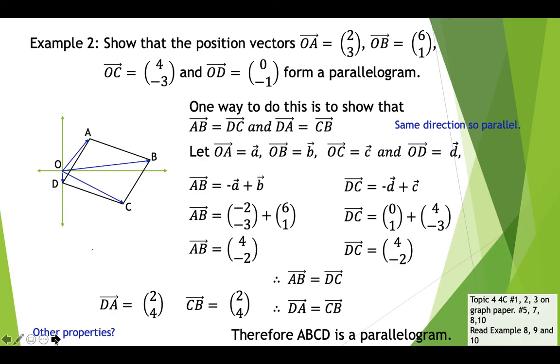You can stop the video here and have a go at the first few questions in 4C. So please do questions 1, 2, 3, 4 on graph paper and do them to scale. And then you can go onwards with 5, 7, 8 and 10. And there are also some great examples in the textbook that you can go on with as well. So please pause the video and do those ones first before watching the rest of the notes.